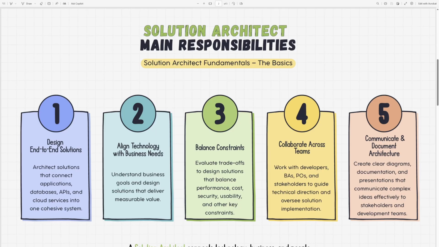Fourth, collaborate across teams. Working with developers, product owners, business analysts, and stakeholders to guide technical direction and ensure alignment. Fifth, communicate and document architecture. Create clear diagrams, documentation, and presentations that explain complex ideas in a simple, understandable way. So when you think of the role, it's not just designing systems, it's also aligning people, decisions, and technology to work together. Let's now take a look at the solution architect's mindset.